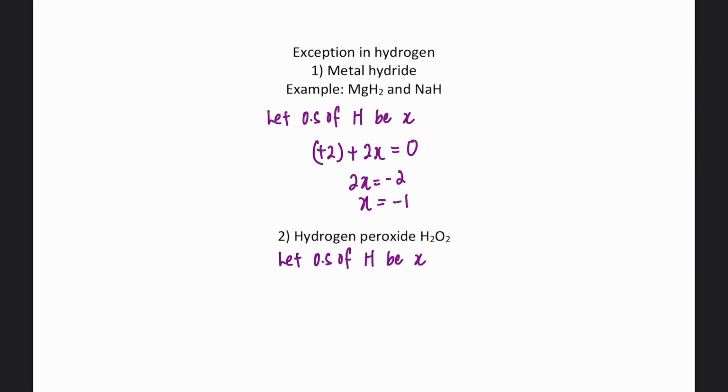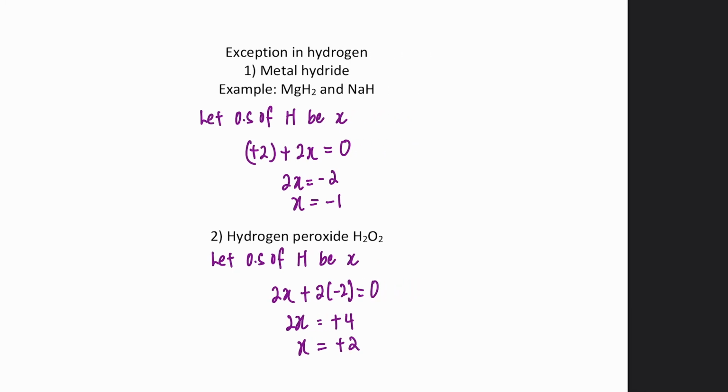The next example will be hydrogen peroxide. If you let the oxidation state of H be x, so 2x as there are 2 hydrogen atoms, plus 2 of oxygen atom will be equal to 0. These are mainly the 2 exceptions in hydrogen where the oxidation state is not +1.